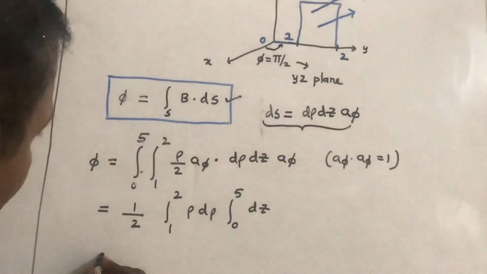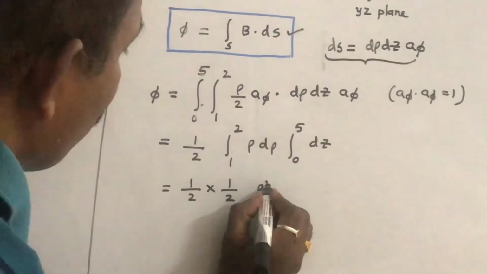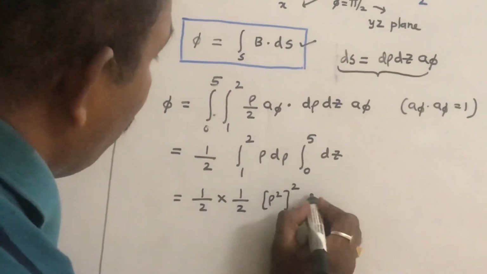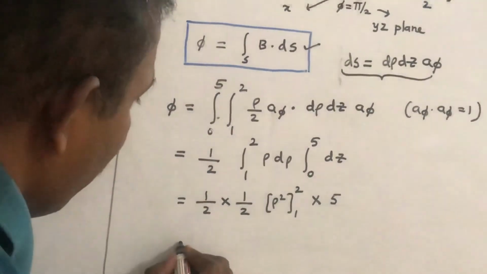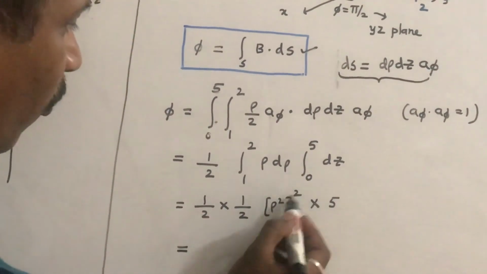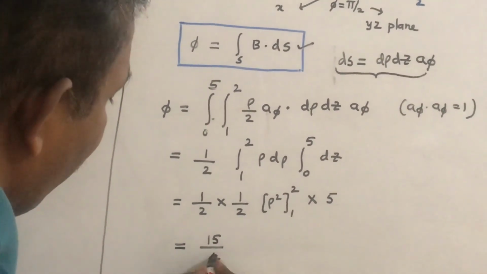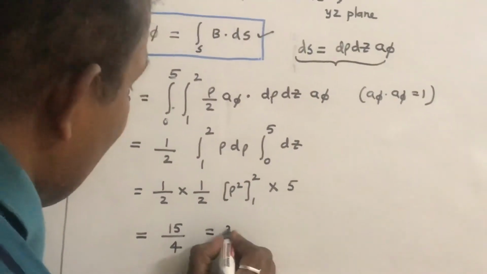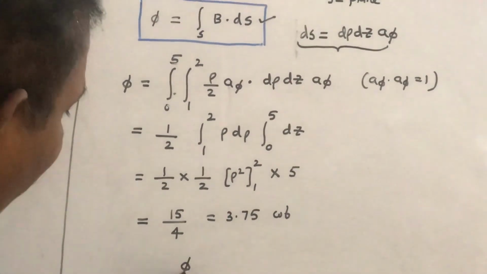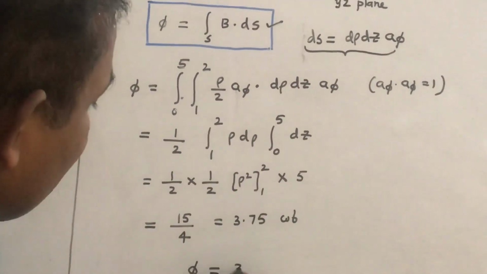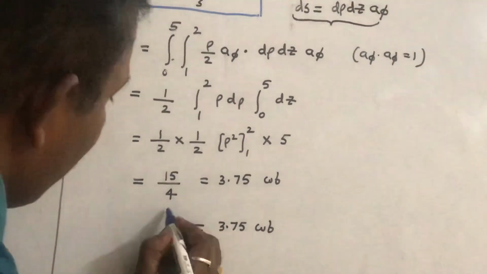So 1 by 2 into the integration of rho, which is rho square by 2, with limits 1 to 2. The integration of dz is z, and substituting gives 5. So you get 1 by 2 into 4 minus 1 by 2 into 5, which is 3 into 5 by 4, equal to 3.75 Weber, since it is magnetic flux. Therefore the magnetic flux crossing the given surface is 3.75 Webers. This is the answer for this problem.